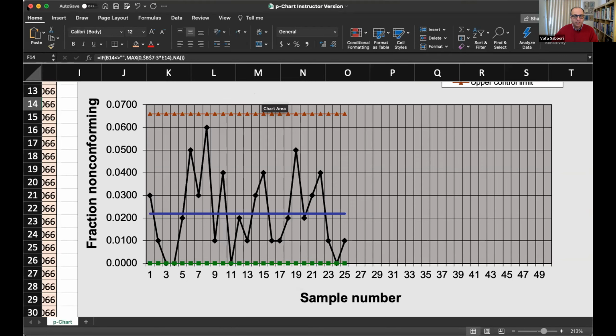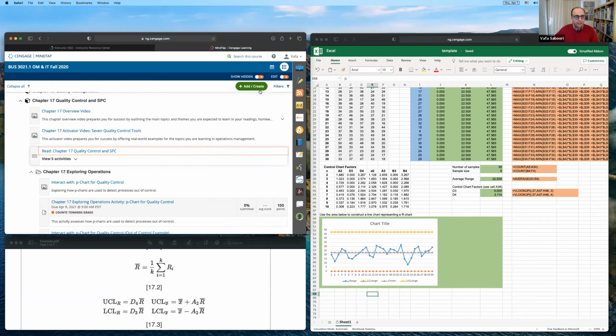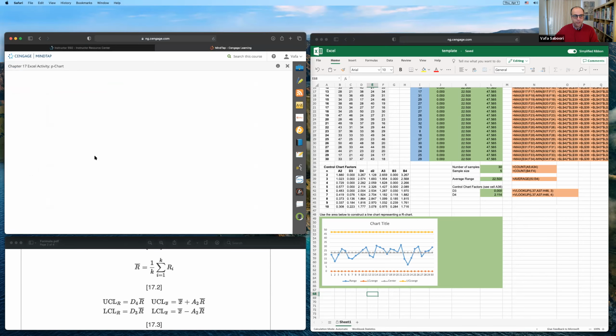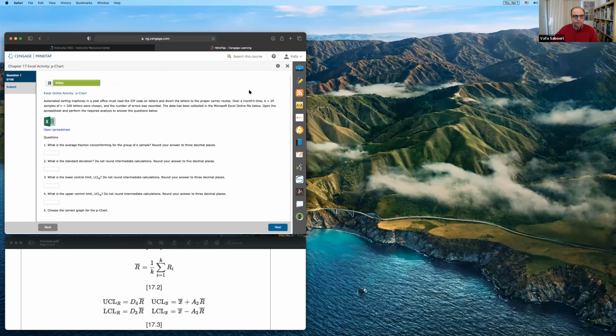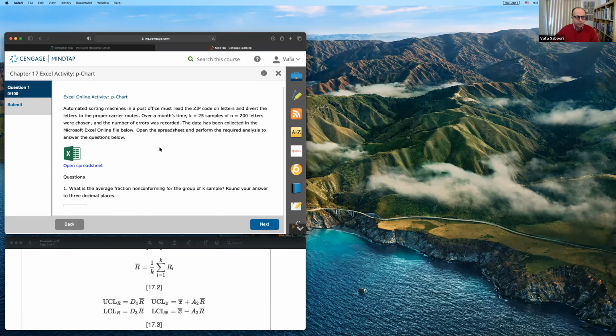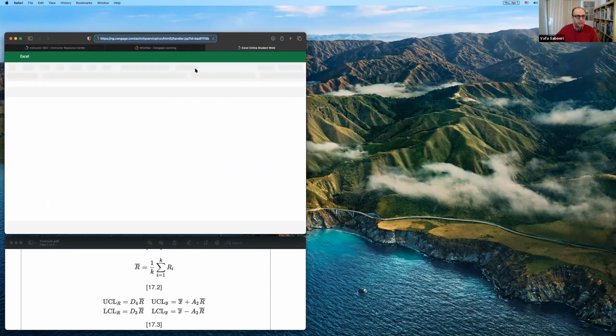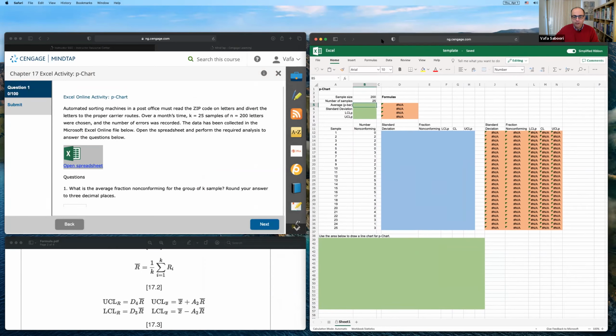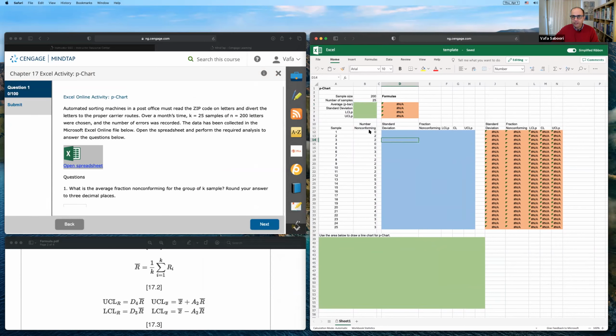So I will close this and go ahead and share again my whole screen with you. Then we go to the end of this chapter and let's do the Excel activity P chart. Okay, so this is exactly the same question that we just saw. Now we are basically doing it ourselves, solving it all manually. Again, please tell me if it is big enough and visible, or you need me to magnify it a little bit.